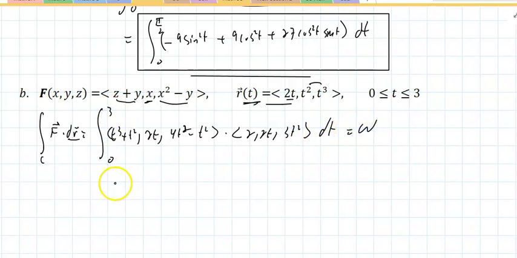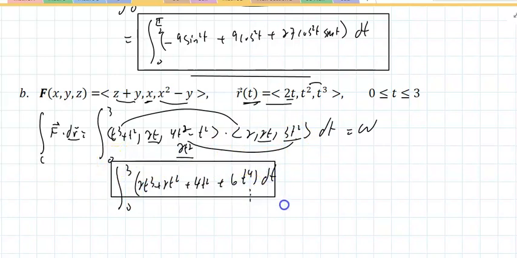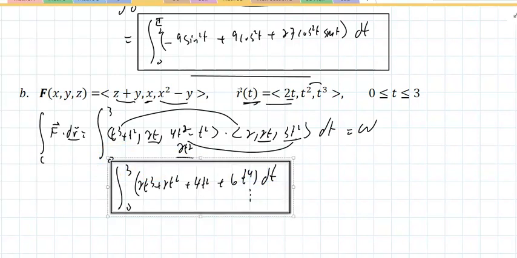That would be, again, the work, and that will be the integral from 0 to 3 of 2t cubed plus 2t squared plus 2t, that's 4t squared, plus, and if you multiply those, this is actually 2t squared. So 2t squared times 3t squared is 6t to the 4th dt, and that would be it for this section. So a very straightforward idea, extremely important. We're going to build on that, so make sure you get that out of the way before we move on.